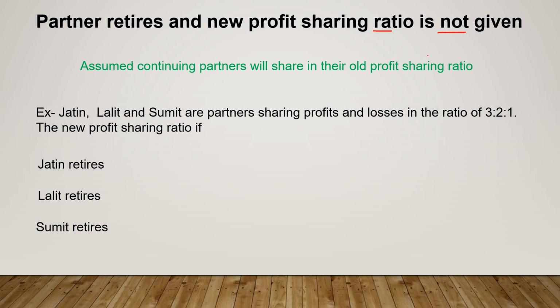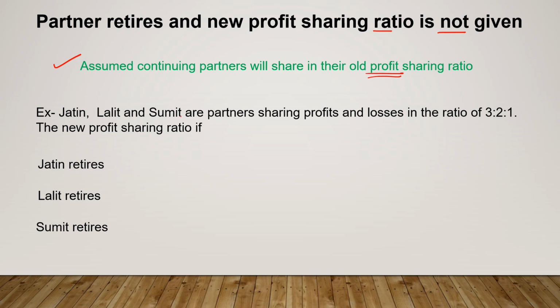No other information is available on how the continuing partners would share the profits after the retiring partner leaves the business. Under such circumstances, we assume that the continuing partners will share in their old profit sharing ratio. As simple as that. So to understand this, I want you to look at this example.